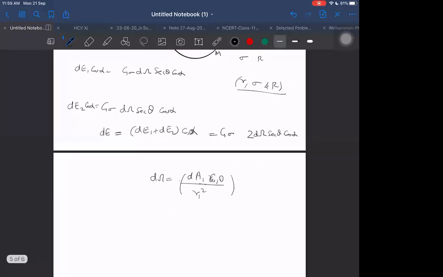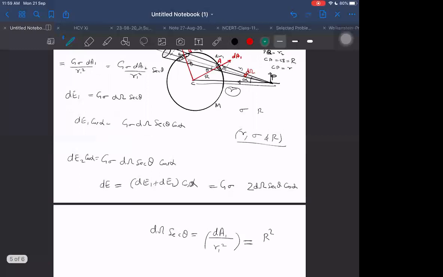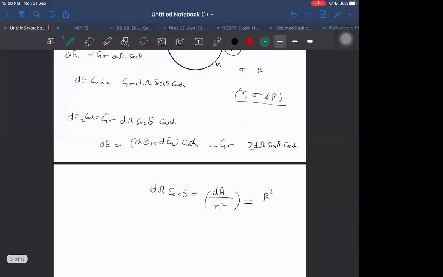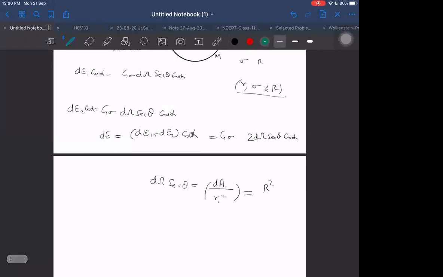Or I can say finally, rather than changing d omega, let us change d omega secant theta back. D omega secant theta was coming from dA1 upon R1 square, and dA1 upon R1 square I can write as R square into another omega which will be formed inside this omega here. Let us call it d omega star, or d omega dash, upon R1 square. In terms of that, I am getting it this way.